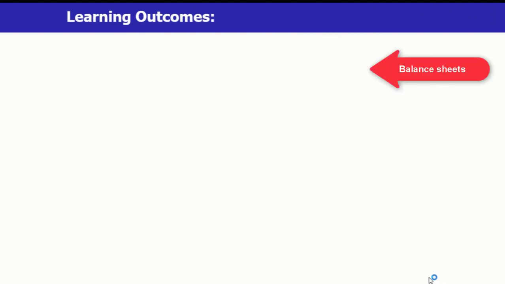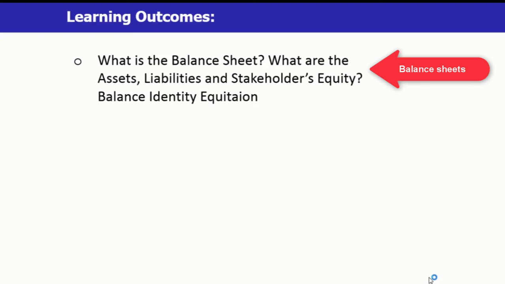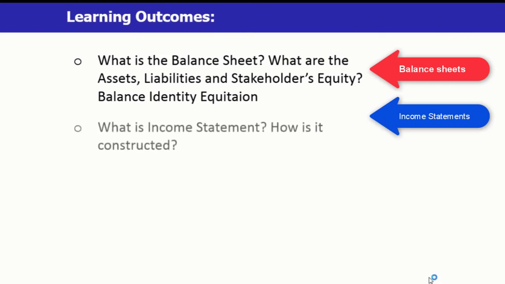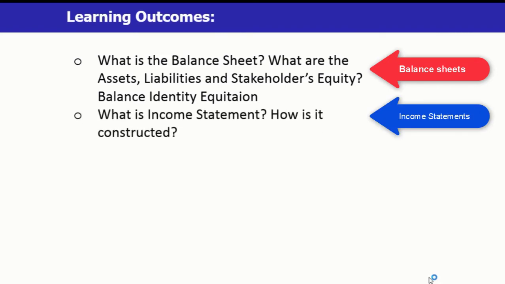We will start with the balance sheet, and you will learn what the balance sheet is, what the assets and liabilities and stakeholders' equity are, and what the balance sheet identity equation is. Then we will move on to the income statement. You will learn what it is and how it is constructed and what items it includes.